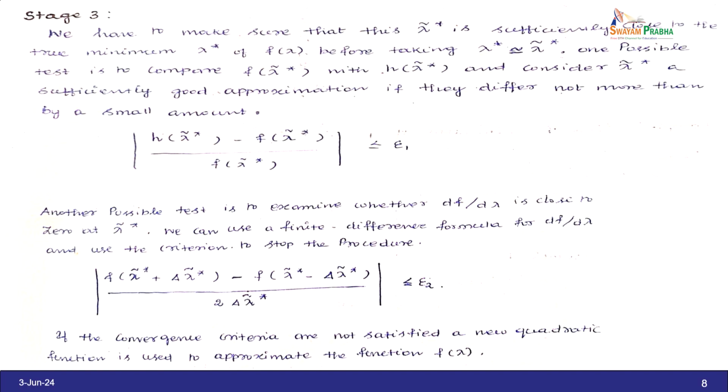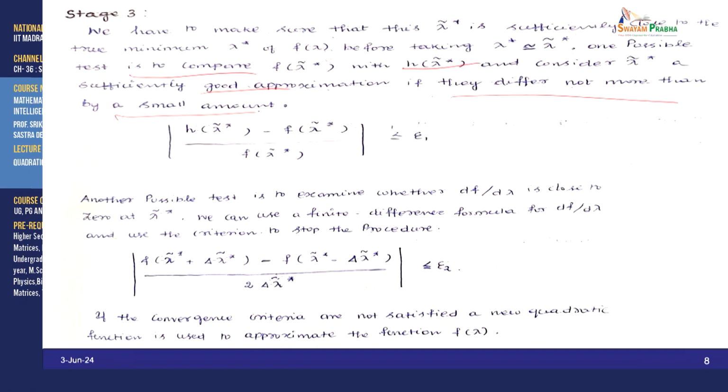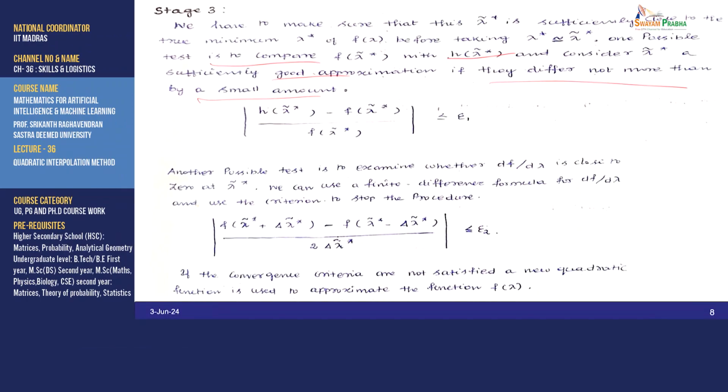Stage 3, we have to make sure that this lambda star is sufficiently close to the true minimum lambda tilde star. One possible test is to compare f of lambda star with h of lambda star, and consider lambda star a sufficiently good approximation if they differ by not more than a small amount, that is, h of lambda star minus f of lambda star, divided by f of lambda star, is less than or equal to epsilon.